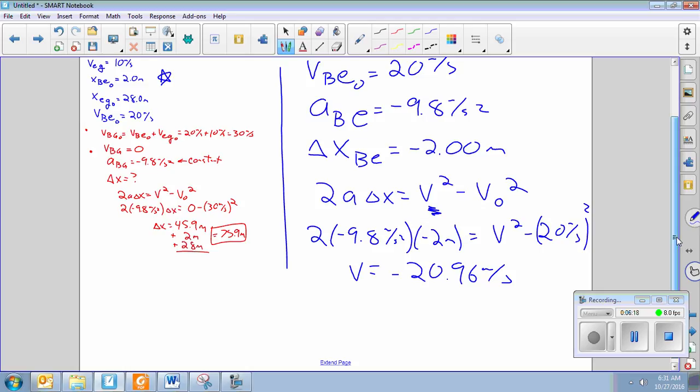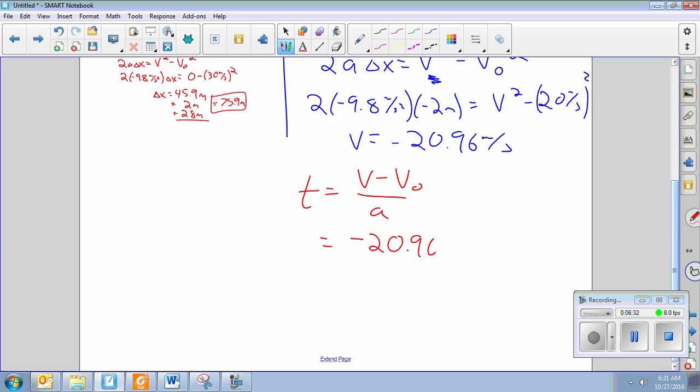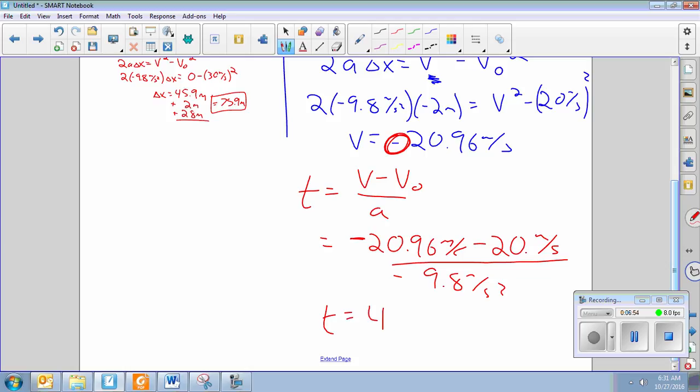Okay, so we're almost done. Now what we're going to do is say, well, I know that time is v minus v naught over a, right? So my v is negative 20.96 meters a second. I had to put this negative in manually. You take a square root, and then you just need to think about it: it's moving down when it hits the floor, so that velocity is negative. Minus our initial velocity of 20 meters a second, and our acceleration is negative 9.8 meters a second squared. So solve for your time, and you do, in fact, get 4.2 seconds. All right, there we go.